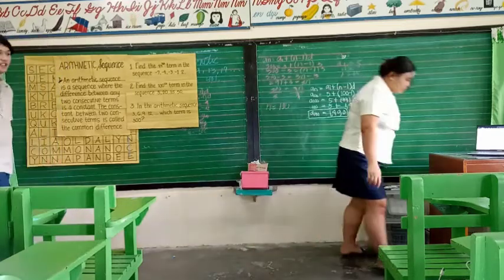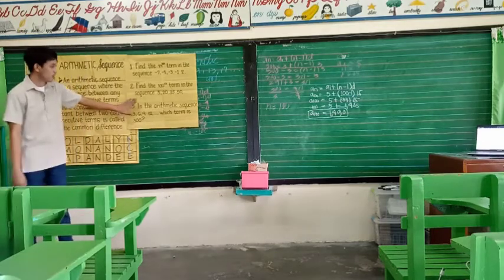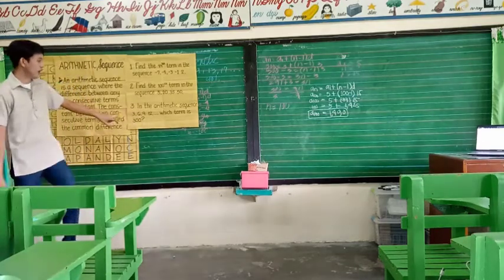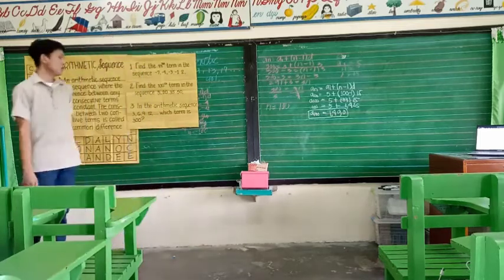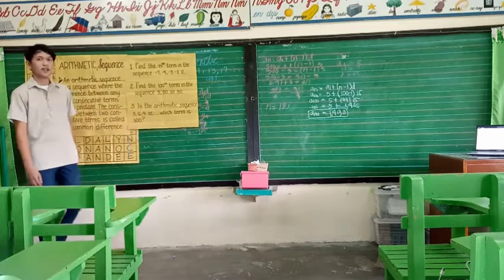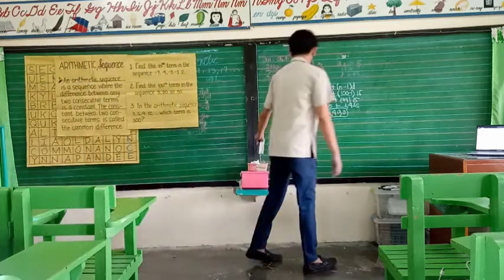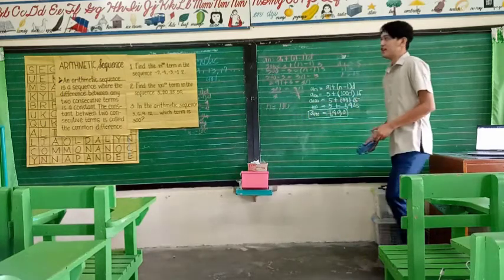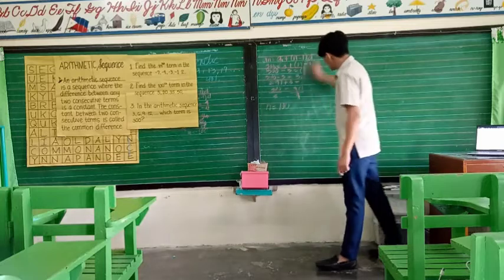Okay, very good, Miss Lovely. So, in this given, we are looking for the nth term. And Miss Lovely is correct. 300 is the 100th term of this sequence. And I think some of you are struggling to answer this arithmetic sequence, so I will give another example.